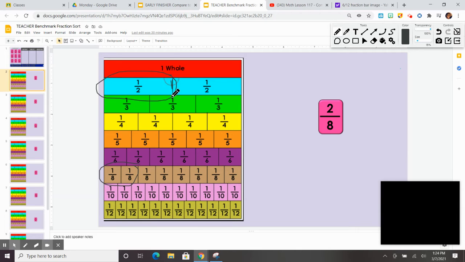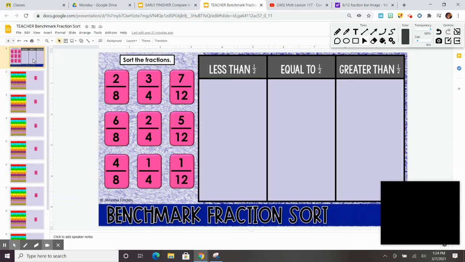Well, one half stops right here. Excuse my cricket. All right, so I know that 2/8 is less than one half. So I would go here. Delete that. I would go here and I would take this 2/8 and I would put it here because it is less than one half. Now I have to do 3/4.